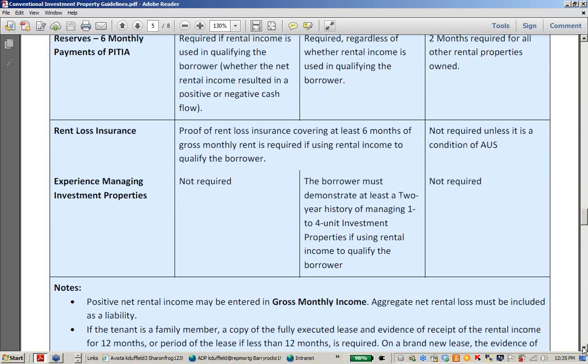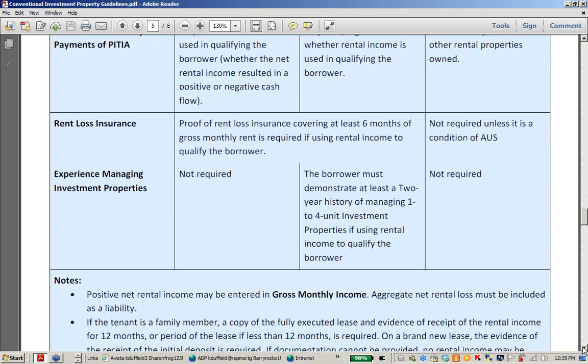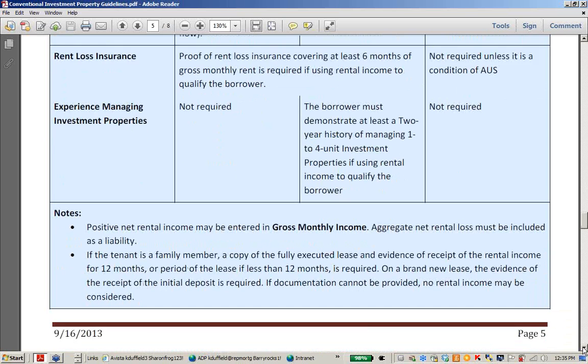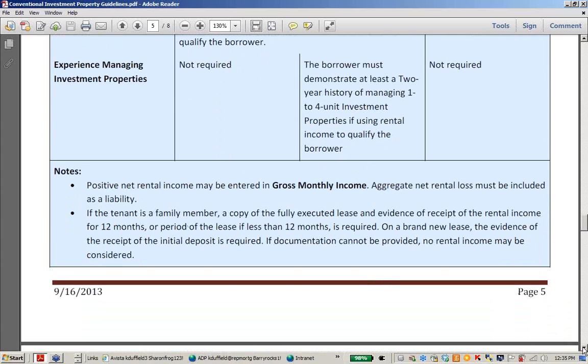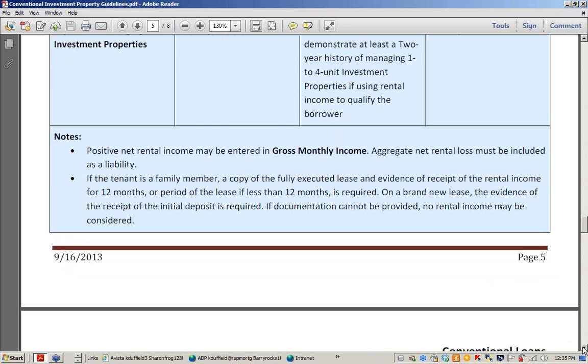That's it for the income and documentation requirements. There's some notes down here that you'll want to read through. Positive net rental income may be entered in gross monthly income. Aggregate net rental loss must be included as a liability. That's one thing to note.